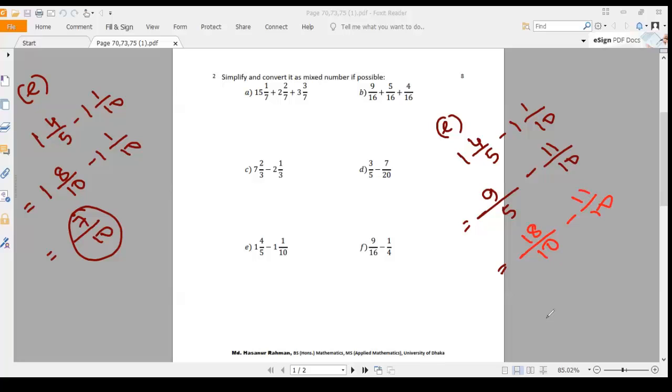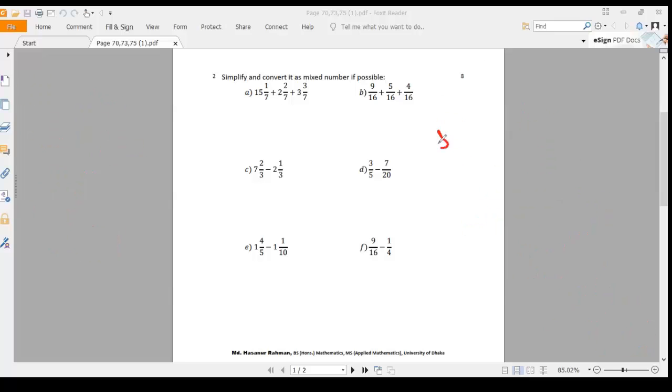Now both fractions are like fractions. Then subtract the numerators. 18 minus 11. 18 minus 11, that will be 7. 7 by 10. That will be the final answer. Very simple. Okay. Now number F, our last problem.